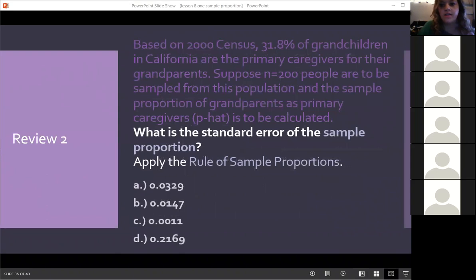Based on a 2000 census, 31.8% of grandchildren in California are the primary caregivers for their grandparents. Suppose a sample of 200 people is taken from this population, and the sample proportion of grandparents as primary caregivers, which is our p-hat, remember, a sample proportion, is to be calculated. What's our standard error of the sample proportion? Hint: apply the rule of sample proportions that we've been talking about to meet those assumptions, and then we will go over this. So try this one out.